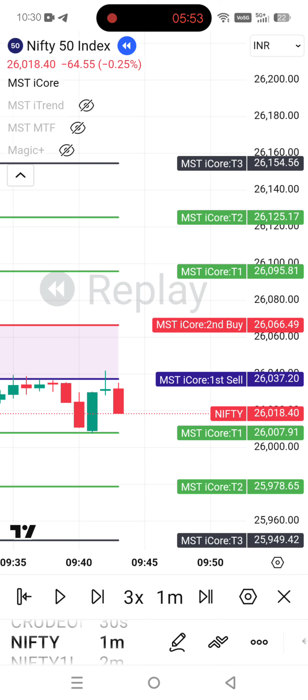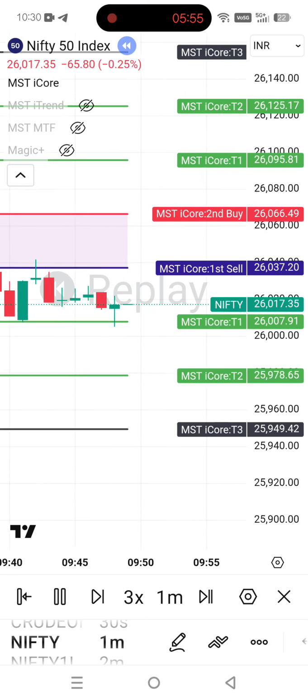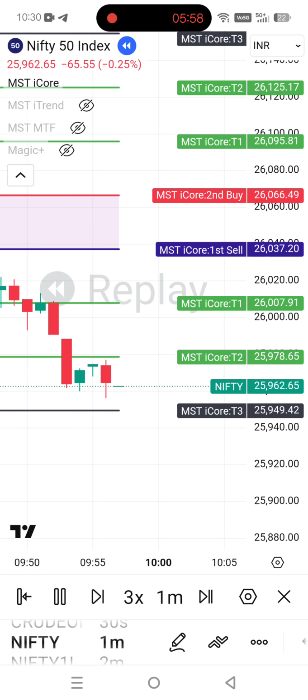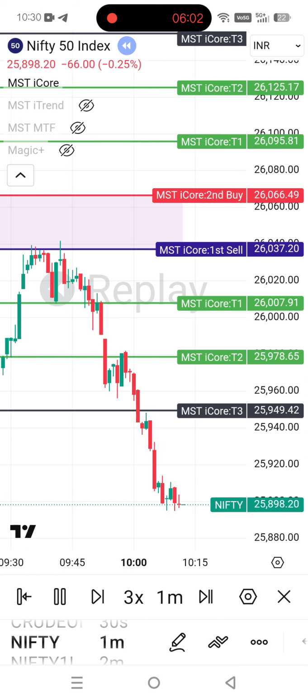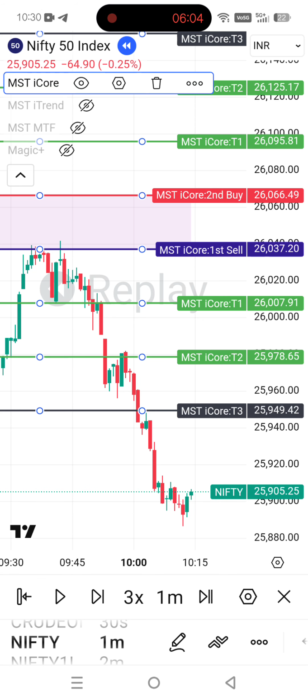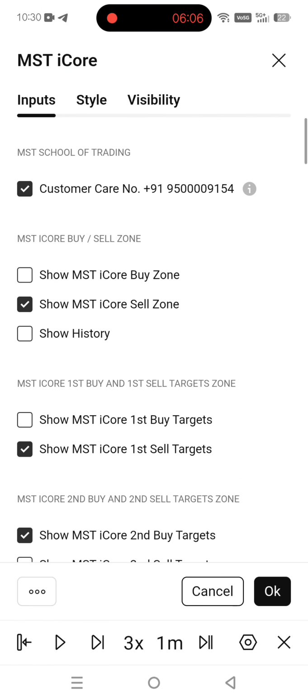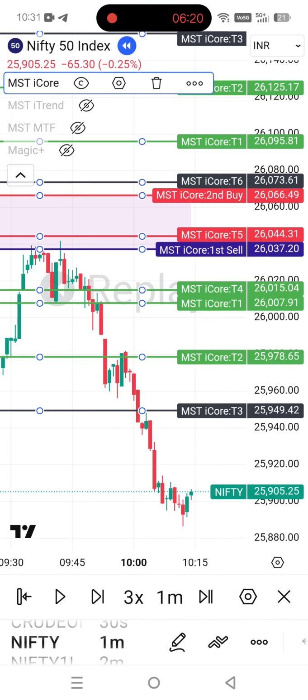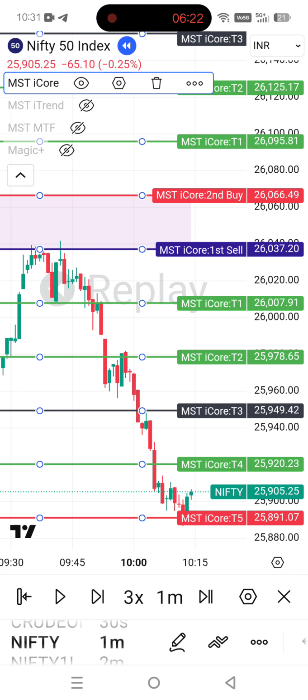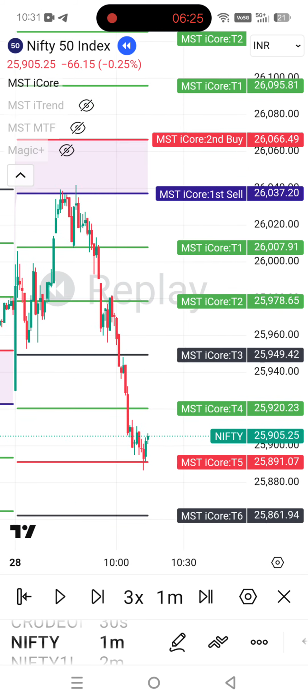So now the sell got activated, the first target has been hit, the second target has been hit, and we are waiting for the third target to also hit. At this junction, if you want to know where the market will go if this trend continues, for that only we have given extra targets. Yes, MST iCore extra targets 4 to 6. Since sell got activated, enable sell here, that's all.